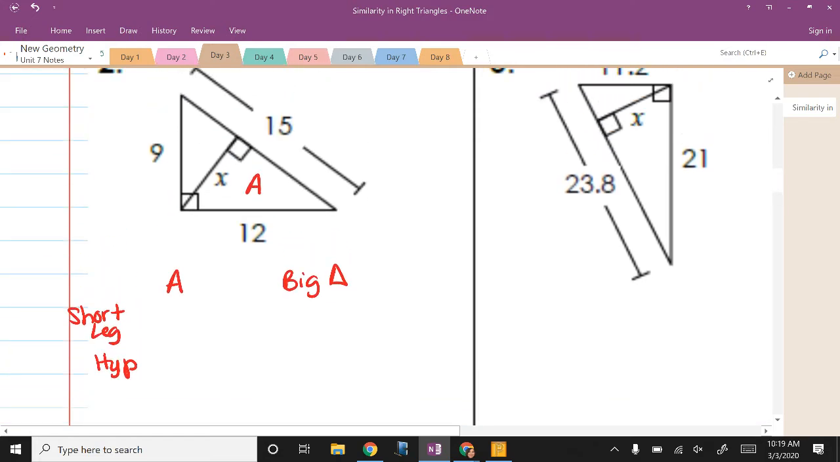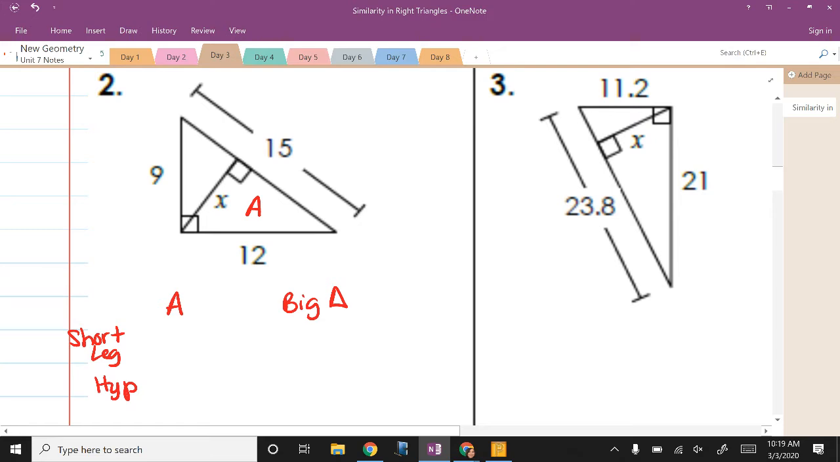So what's the short leg of triangle A? That's my x. Over what's the hypotenuse of triangle A? 12. Equals. What is my short leg of the big triangle? 9. Okay, if you can't tell by looking, 9 is definitely smaller than 12. They've labeled all of those, right? So 9 over, what's the hypotenuse of the big triangle? 15. So do y'all see how labeling everything helps?